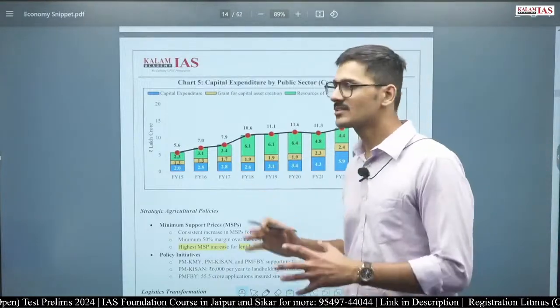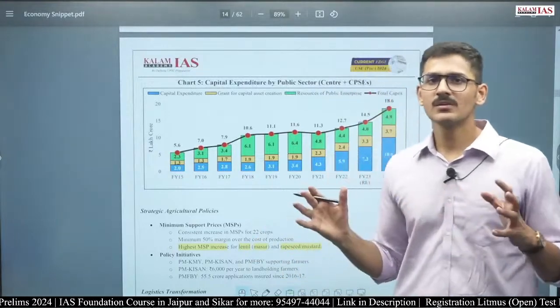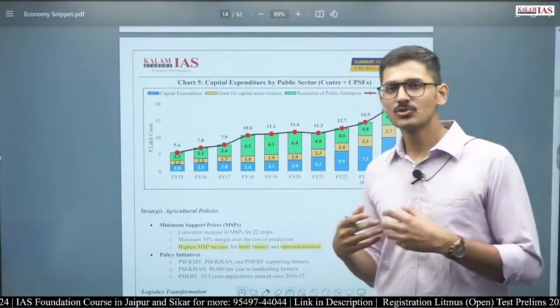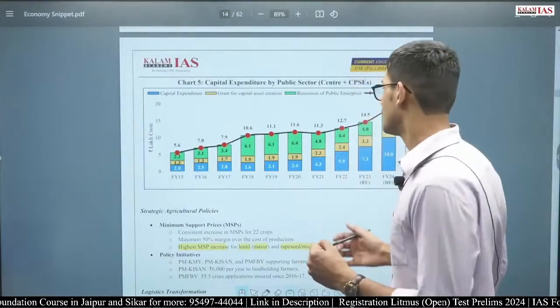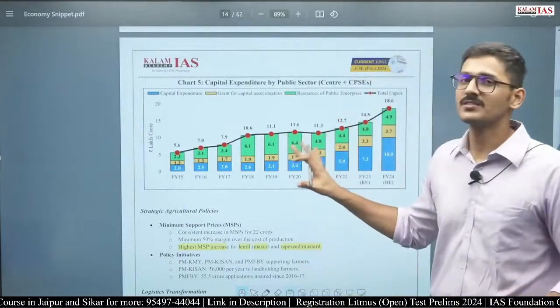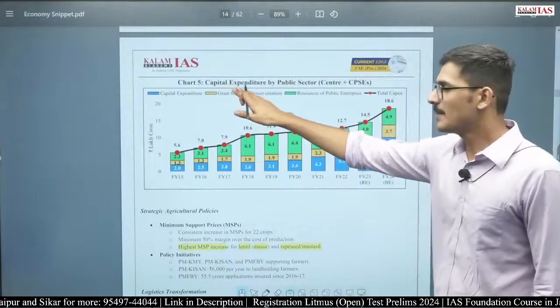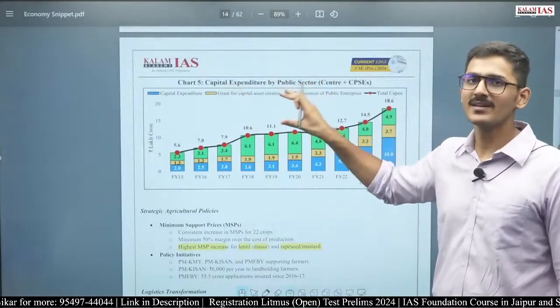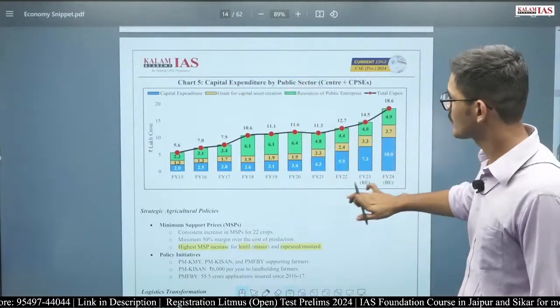So this reflects the cumulative capital creation used by the resources of the government of India. Now you do not have to memorize the figures, but you should understand capital expenditure by public sector. What does this term denote?